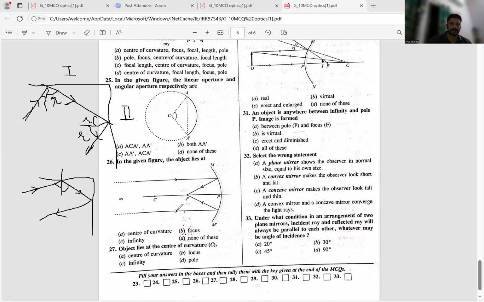So which option is right in question number 33? It means 90 degree. The question is, whatever may be the angle of incidence, under what condition is the arrangement of two plane mirrors such that the incident ray and reflected ray are always parallel? It means the angle is 90 degree, normal.